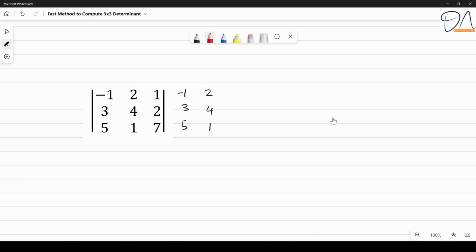Now again, we form the positive diagonals. We start with the first row, start with the first element and move diagonally. This will be a positive diagonal. Start with the second element in the first row, move diagonally. Positive also. Third element in the first row and move diagonally.